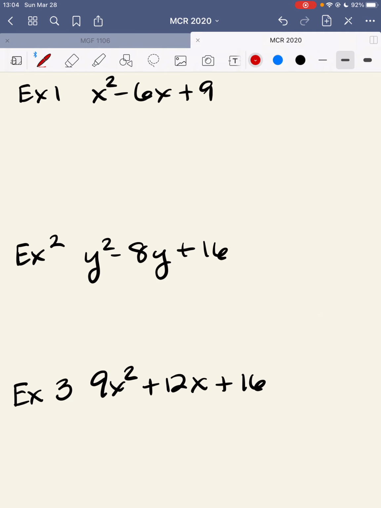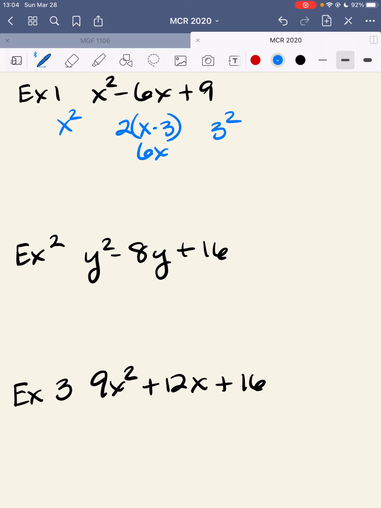The first one, I have x squared minus 6x plus 9. All right. x squared is a perfect square. It is x squared. 9 is a perfect square. It's 3 squared. And what you want to see is 6x, 2 times the square root of the front, which is x, times the square root of the back, which is 3. So 2 times 3 is 6. It's 6x. This is a perfect square trinomial.